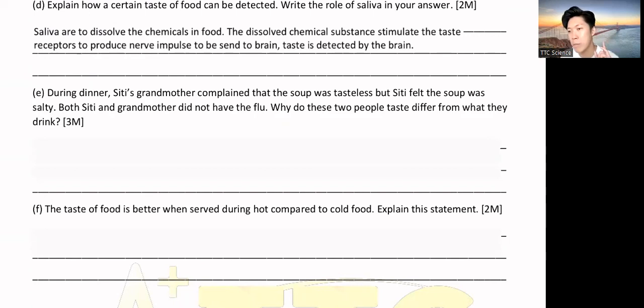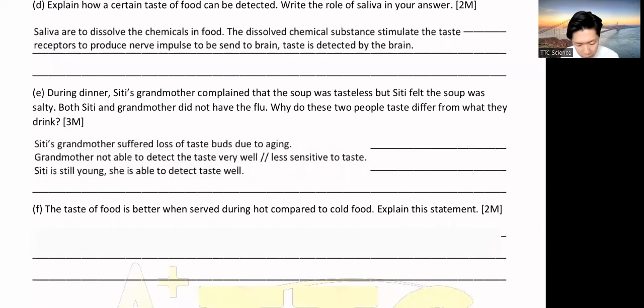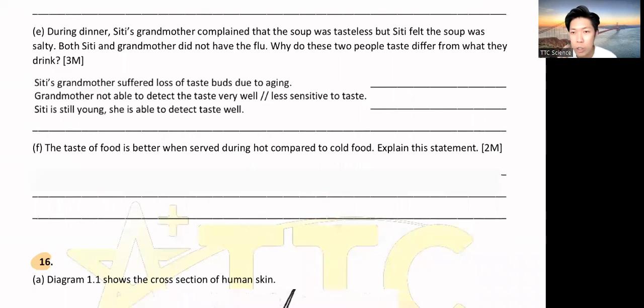So 3 marks, everybody. Number one, you say the grandmother is aging, due to age, loss of sensitivity of taste buds, loss of taste buds. Then number two, so therefore grandmother cannot taste the soup well. Number three, Siti is young, so Siti is okay. Three points. So you see, this kind of question, try not to write a lot.